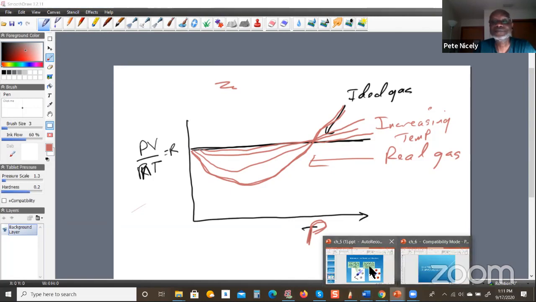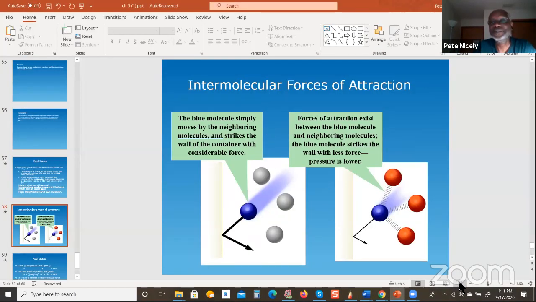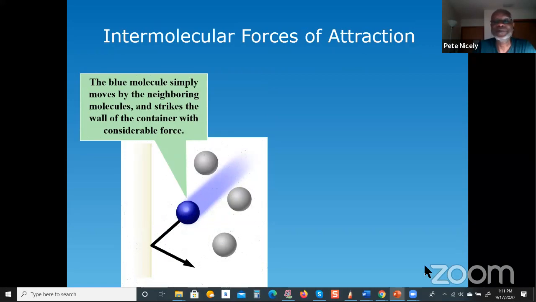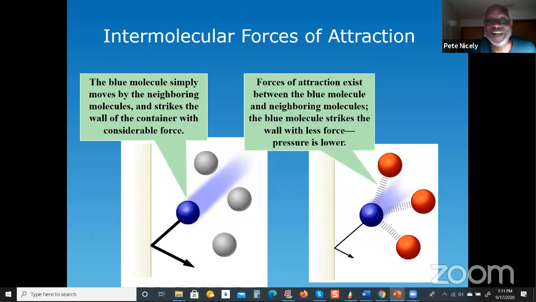Let me show you this here. So this is showing you the difference between an ideal gas and a real gas in terms of the pressure exerted.